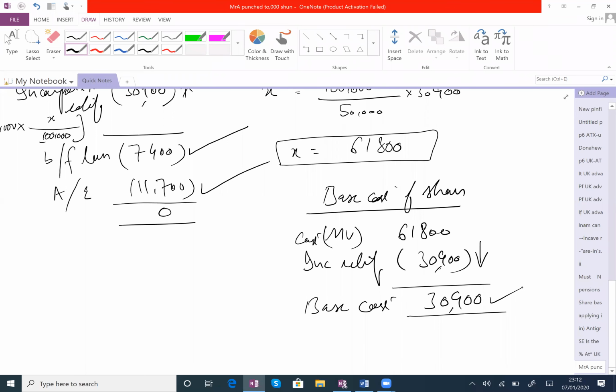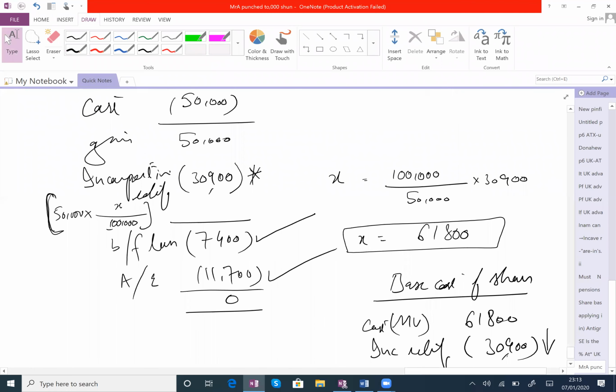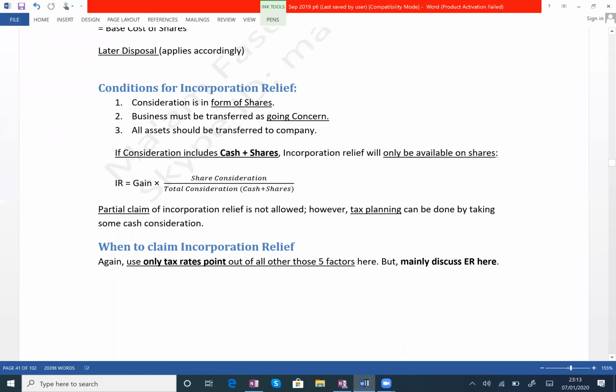That is a planning factor. Planning means you want to utilize your brought forward loss of 7,400 and annual exemption of 11,700. So when you utilize this annual exemption, you have to make the incorporation relief partial. And when you make the incorporation relief partial, in return, you have to receive the cash consideration along with shares. Got my point? Yeah. Okay.